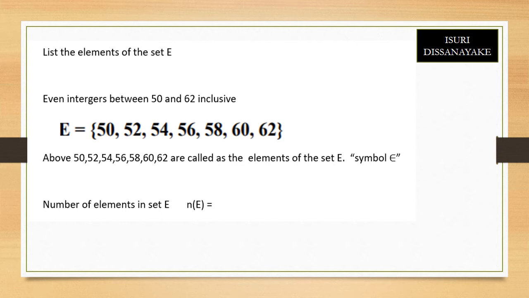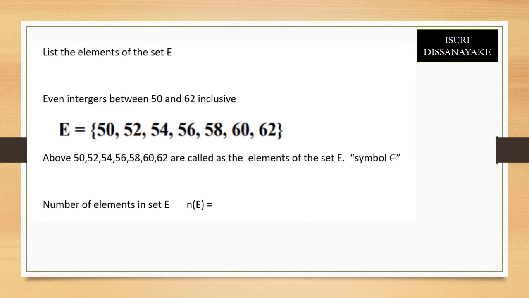So E equals open curly brackets. We are going to list the elements, separating each element with a comma. 50, 52, 54, 56, 58, 60 and 62. So they are the even numbers between 50 and 62 inclusive, and you close the curly brackets. So you can call all these 50, 52, 54, 56, 58, 60 and 62 as elements of the set E.